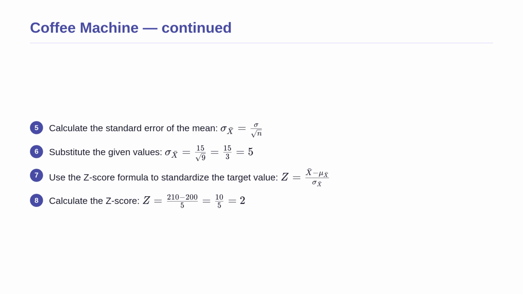Next, we use the Z-score formula to find out how many standard errors our target value of 210 is away from the center. Subtracting 200 and dividing by 5 gives us a Z-score of exactly 2.